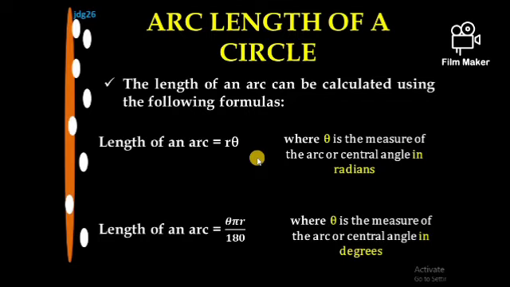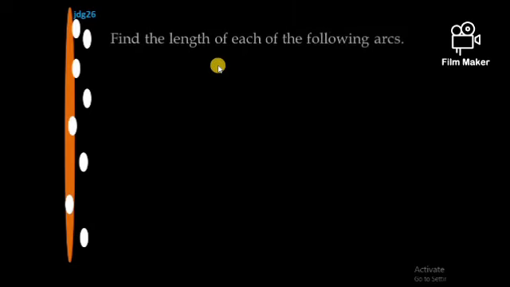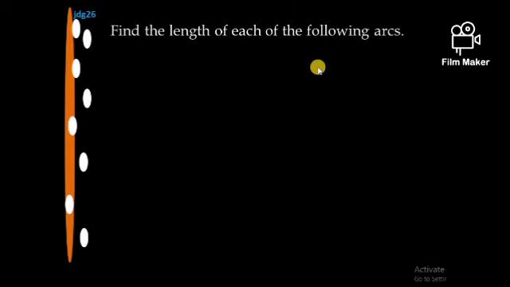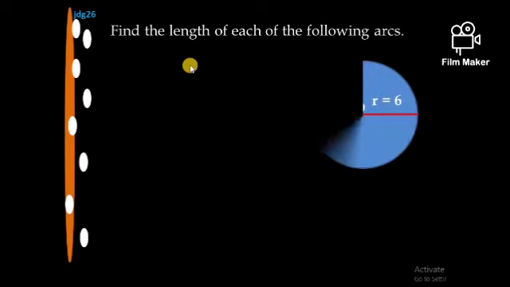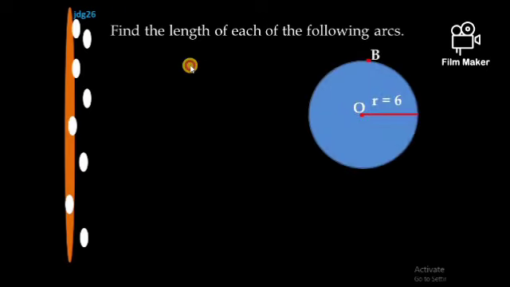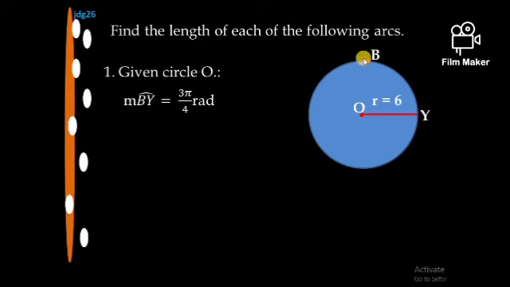Let's have some examples. Find the length of each of the following arcs. Number 1, given circle O and the measure of arc BY is equal to 3 pi over 4 radians, and the measure of the radius is equal to 6 units. Now let's have the solution.